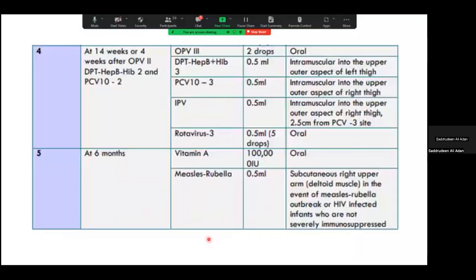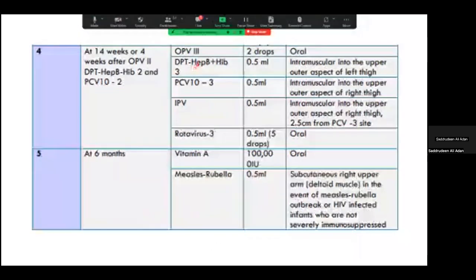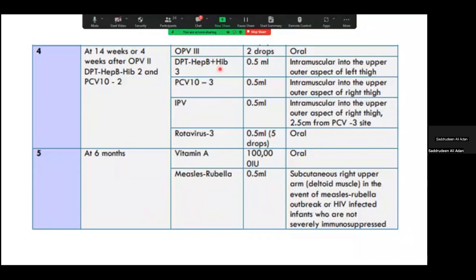So at 14 weeks, remember, we're still going to have the oral polio, the 4th dose, counting from birth. We have birth, 6 weeks, 10 weeks, now we have 14 weeks. Then we're going to have the pentavalent, the pneumococcal, and we still have the rota, but now the injectable polio vaccine comes at week 14. So the injectable does not come at birth, does not come at 6 weeks, does not come at 10 weeks, it comes at 14 weeks. Just key to note.